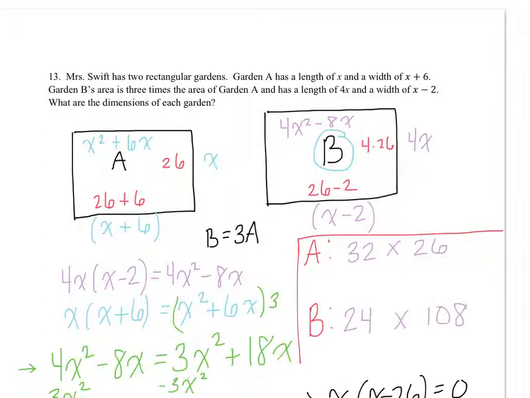I'm not going to go through and tell you to check this, but you certainly can. Multiply those, multiply those, and look at what the areas are. Is Garden B actually 3 times larger than Garden A? Yes, it is. So make sure that if it's asking for the dimensions, you give the full length and the full width. If it's asking you just for the width, then you just give the width. Make sure you're using the correct number. And that is number 13.